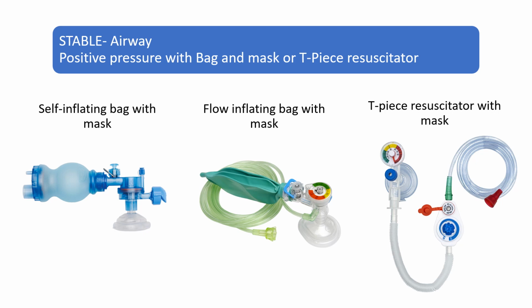This is one where if you don't have a good seal, this green bag will go floppy. They use these for adults and everything in the ORs. Very cool. Lets you know if you have a good seal or not, as well as you can just hold it onto them, and if they have an intact respiratory drive, because it's flow inflating versus self-inflating, that flow will go into the patient. Where self-inflating bag, what we have are typical BVMs.